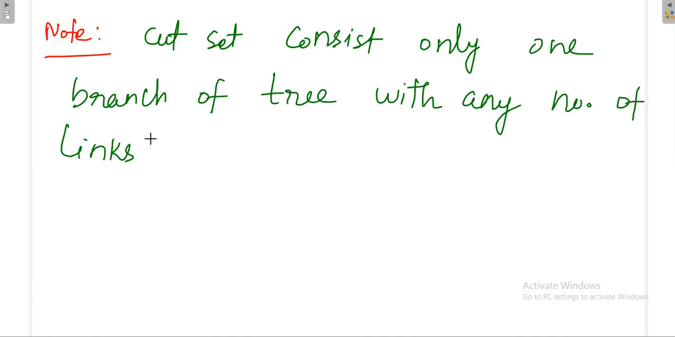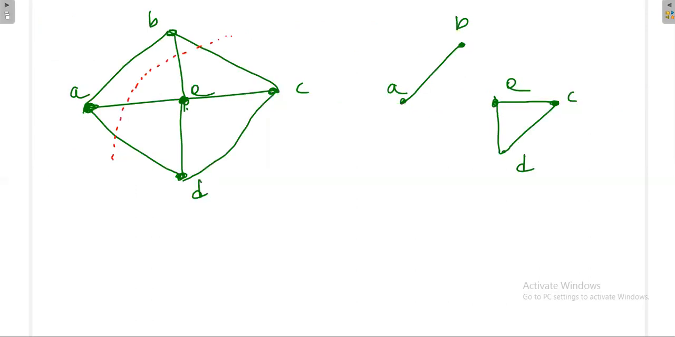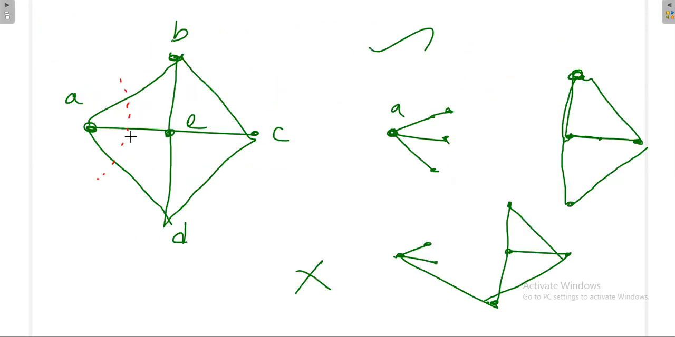Simply, you cannot remove the branches that you like. When you cut the branches like this, say in this case to separate A from the rest of the graph, I am cutting this branch and this branch. Out of these branches, only one tree branch has to be there, and the rest of the branches have to be links.